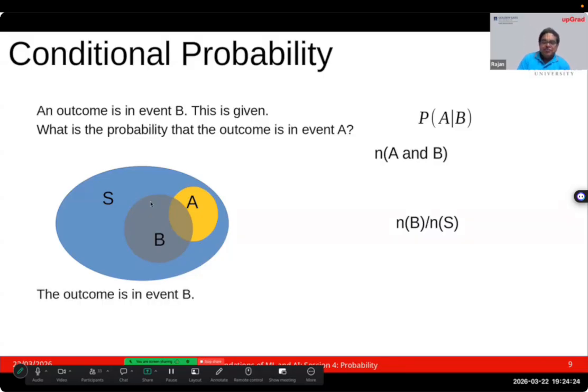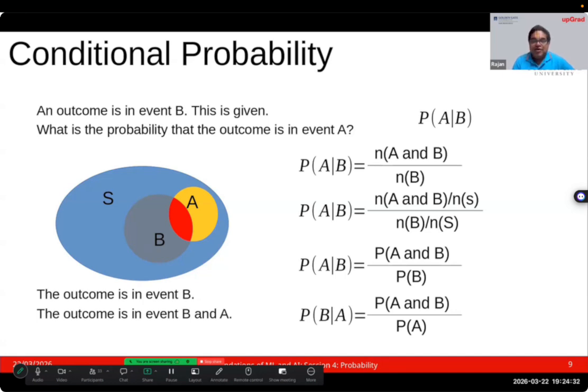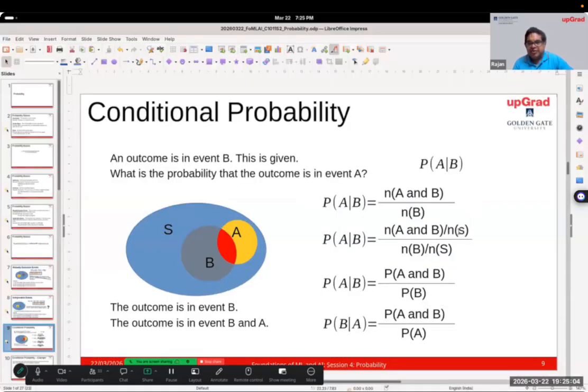A very bad animation, so forgive me for this. So what we are looking at is the size of the intersection, which is n of A and B, divided by the size of the event B. That's all I'm looking at. Now I can convert this into probability. How? Divide the numerator and denominator by the size of the sample space itself. This is called multiplying by 1. Both numerator and denominator are divided by the same number.